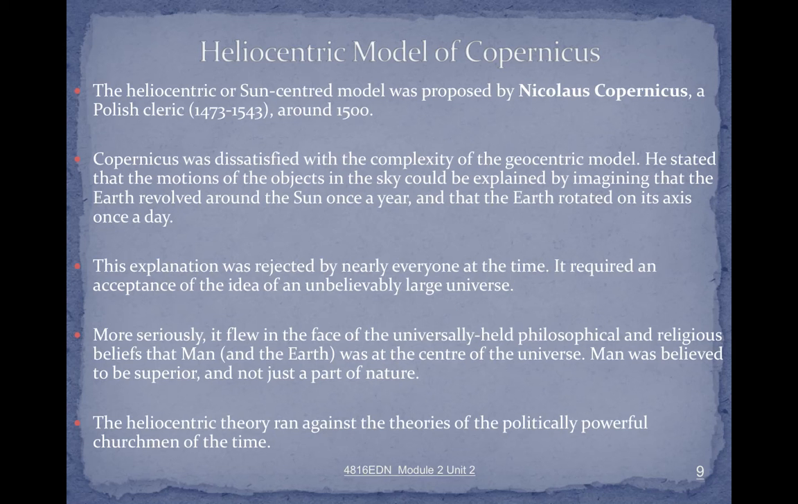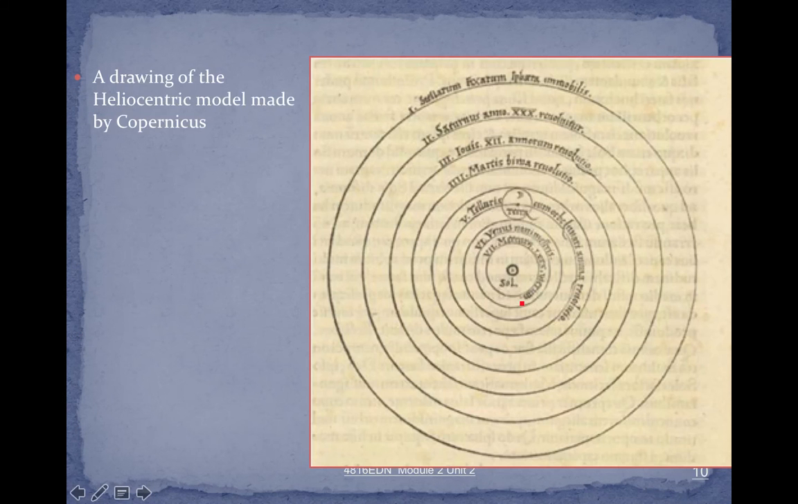And it also required an acceptance of the idea of an unbelievably large universe. And really, in those times, this idea that man was the center of the universe, the religious worldview, it ran counter to that. So the philosophical and religious belief that man and the earth was at the center of the universe, and man was believed to be superior, not just a part of nature, which is what this view required, but the center of nature. And also this theory ran against the theories of the politically powerful churchmen of the time, who really were basically the leaders in society. So here's one of Copernicus's early drawings, Sol here, which represents the sun.